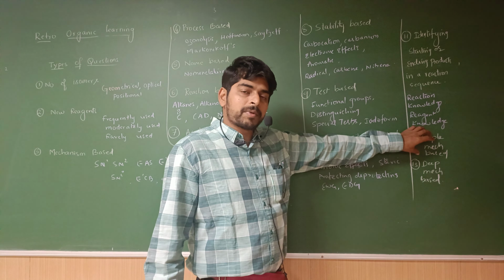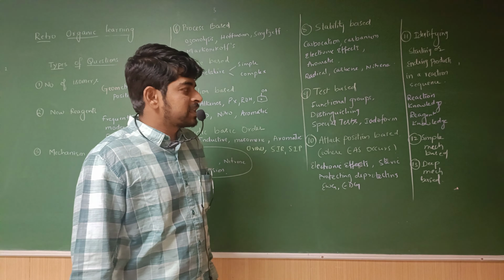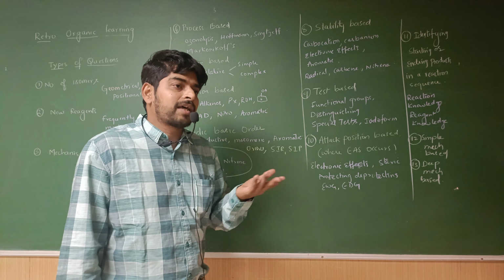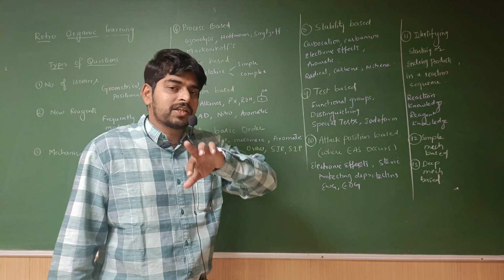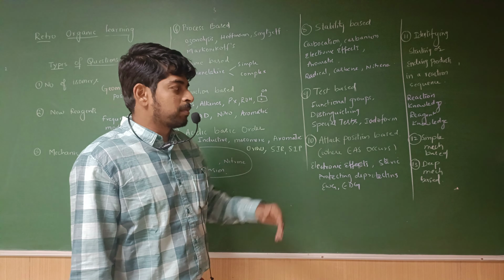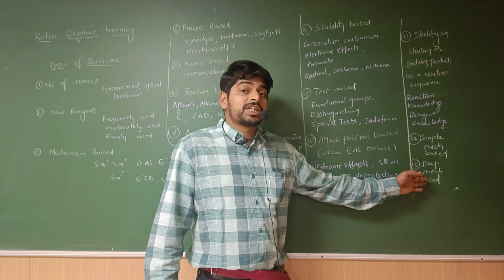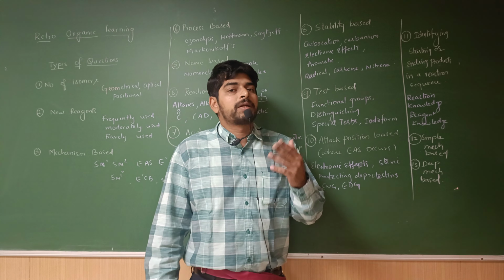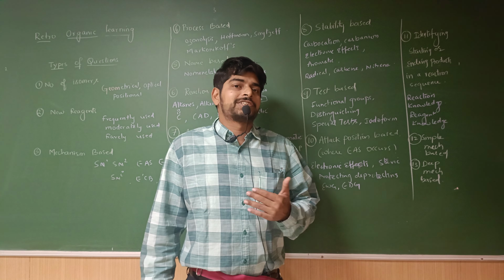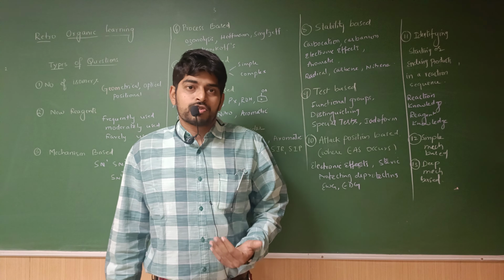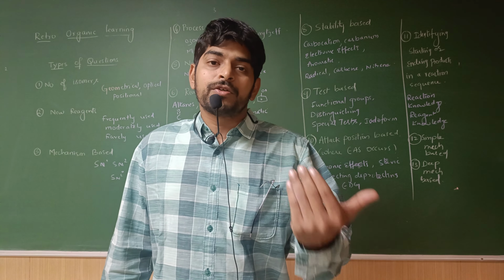Next, there are questions based on simple mechanism. For example, in alkyl halide substitution reactions, whether AgCN will work or KCN will work. It's simply mechanism based. Some reactions are deep mechanism based, like the Hoffmann bromamide reaction or the Lossen-Curtius rearrangement, etc. Once you know those mechanisms, only then can you attempt them.